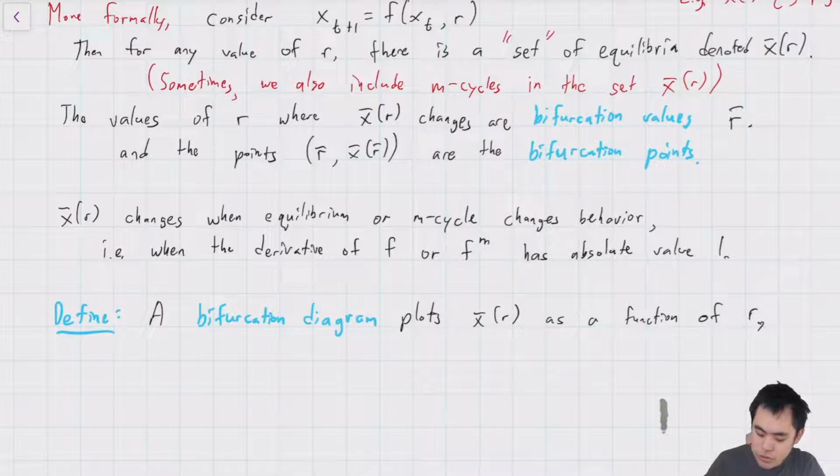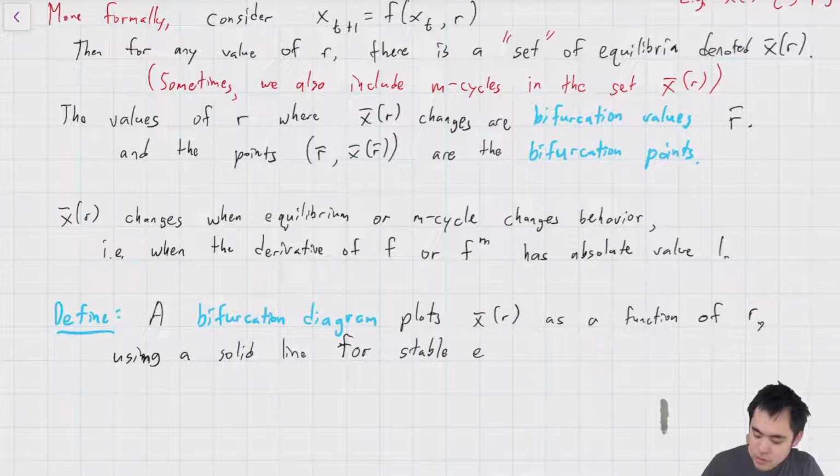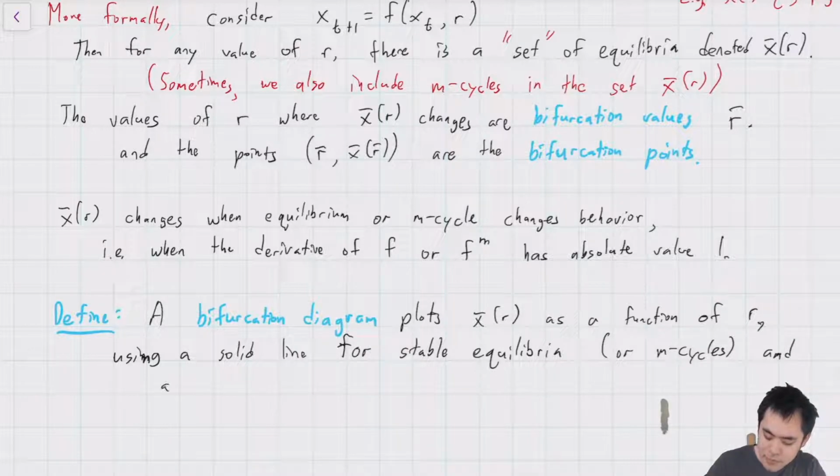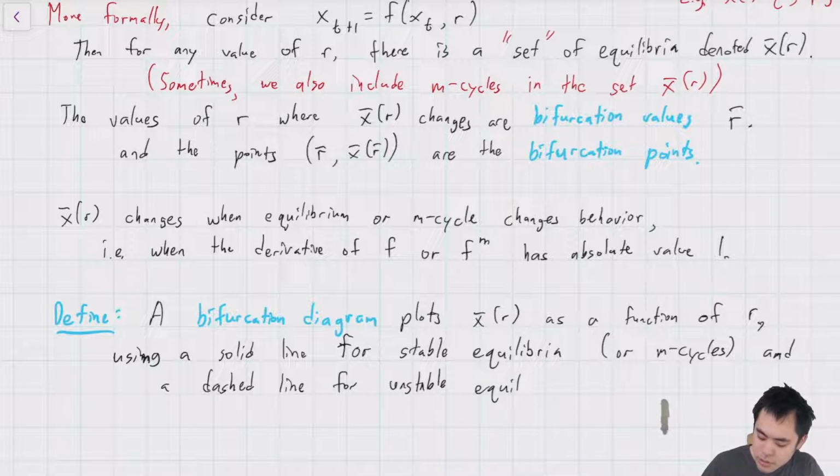So we're going to use a solid line for stable equilibria or M cycles, and a dashed line for unstable equilibria or M cycles.